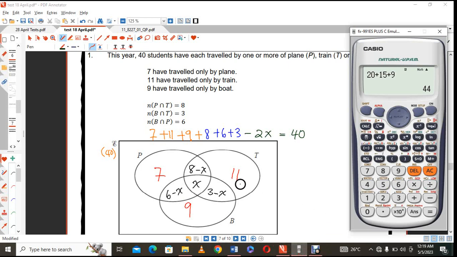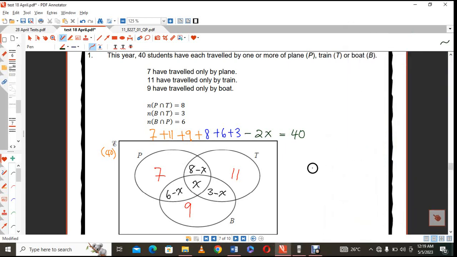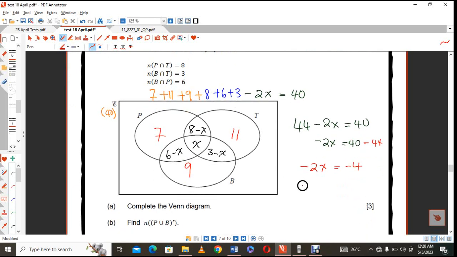All right, so you grab your calculator, you work out what all those numbers are going to give you. So 7 plus 11 plus 9 plus 8 plus 6 plus 3, that's 44. All right, so if that is 44, the equation is 44 minus 2x is equal to 40. That's minus 2x is equal to 40, take away 44. Then it's minus 2x is equal to minus 4. Then from here on it becomes easy, you realize that the value of x is negative 4 divided by negative 2. So the value of x is 2.